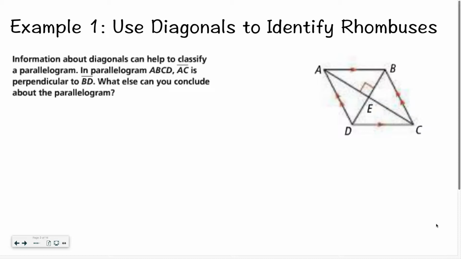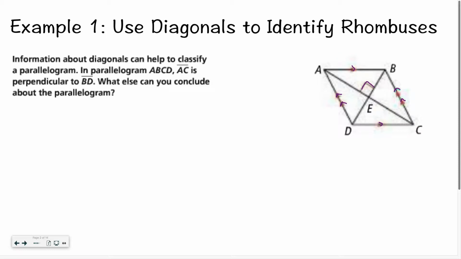Information about diagonals can help to classify a parallelogram. In the parallelogram ABCD, we know that segment AC is perpendicular to segment BD. What else can we conclude about this parallelogram? So the given information, you can see I have these arrow marks. So I know off the bat that I have two sets of parallel sides. And then I also know that I have a right angle inside.